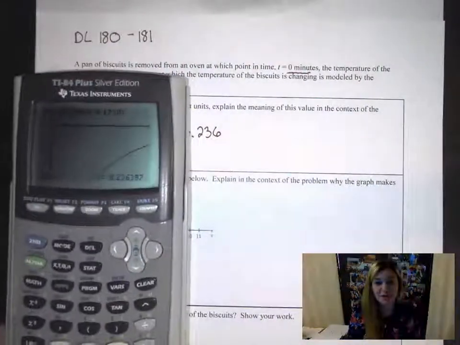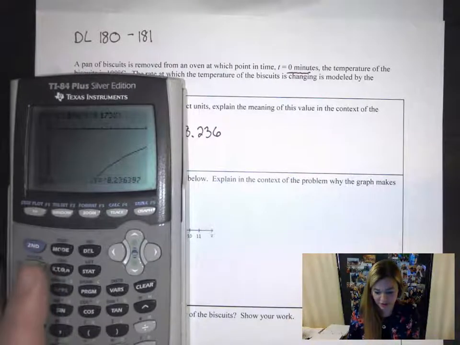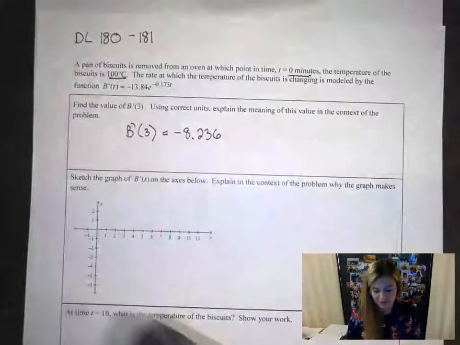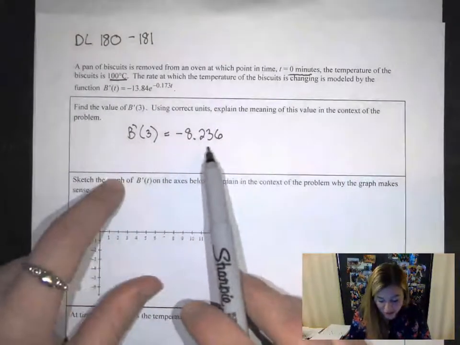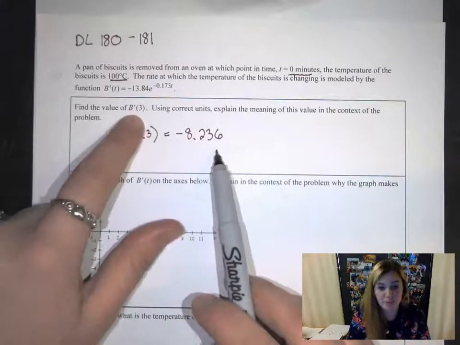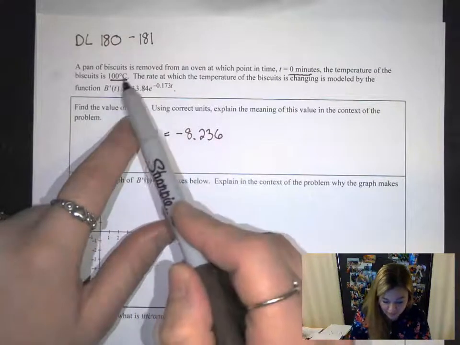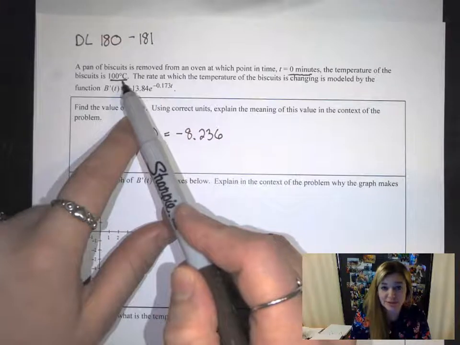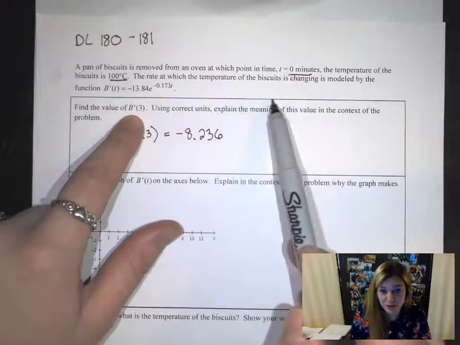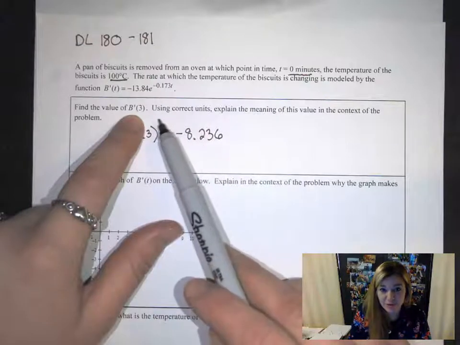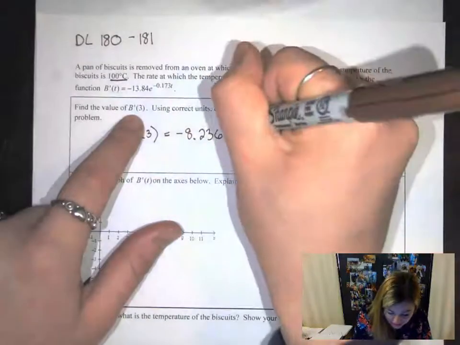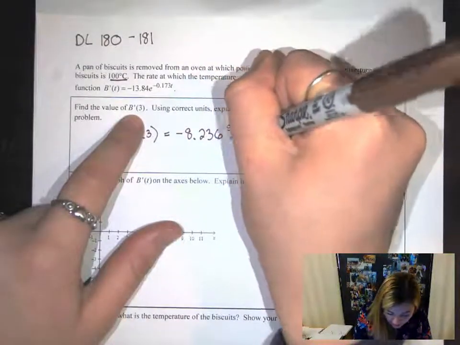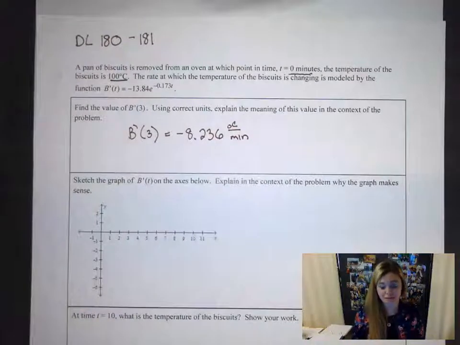And then we have to think about, what does that mean? Like, what units do I put on here? And it says, explain the meaning of this value in the context of the problem. So in this particular problem, at negative 8.236, the units for b prime would be, b is given in Celsius, the temperature is given in Celsius, but this is the rate at which the temperature is changing. And it says minutes up here, so I'm going to say degrees Celsius per minute. That would be an appropriate rate for these biscuits to change their temperature.